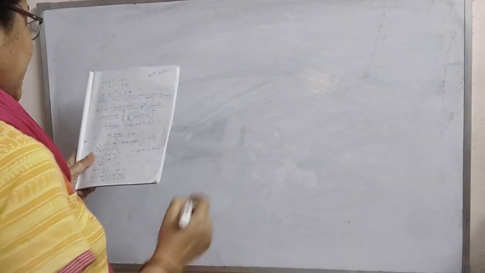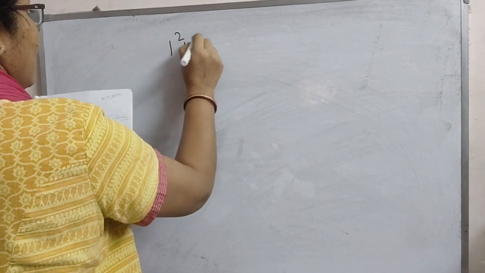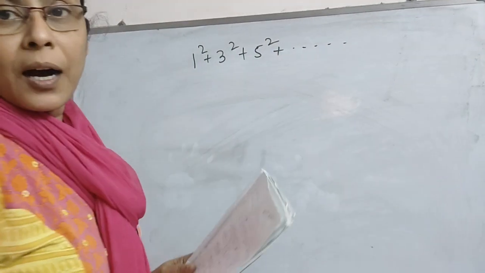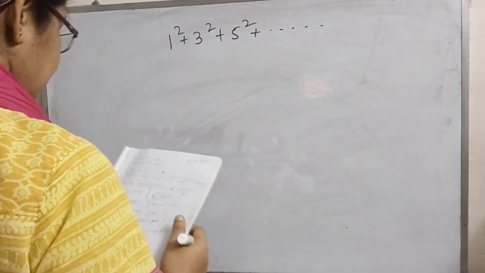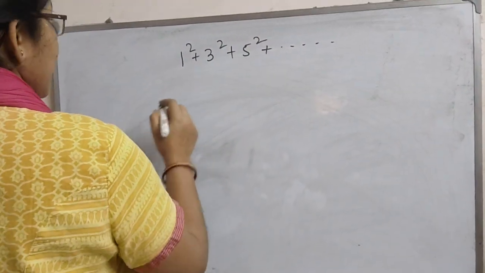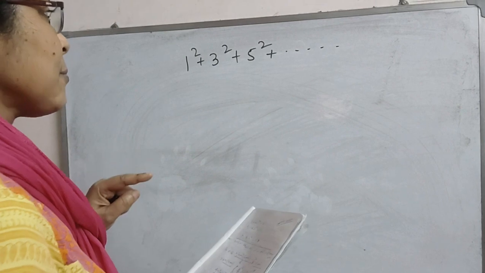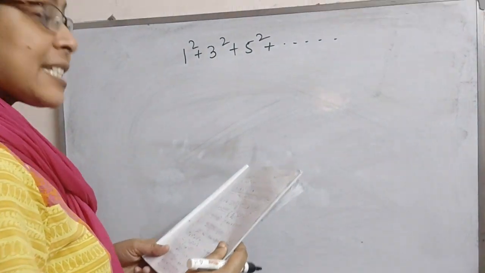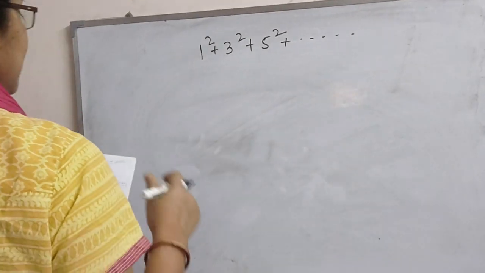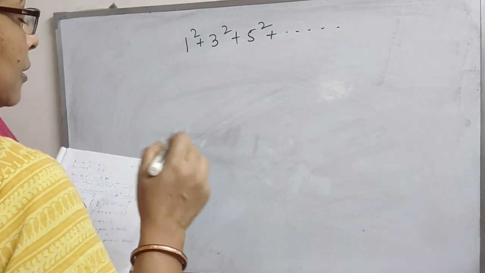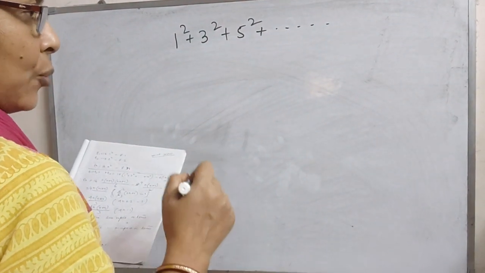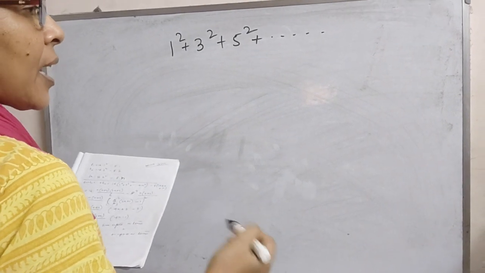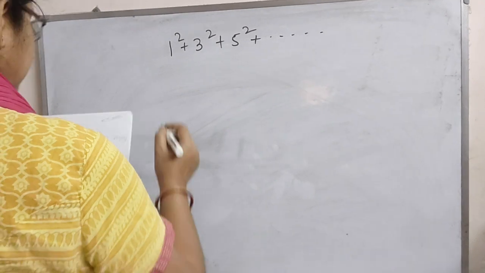Find the sum of n terms 1 square plus 3 square plus 5 square up to n terms. First, in this type of sum, we have to find what is Tn. Then I will get T1, T2, T3 and adding them I will get the sum.